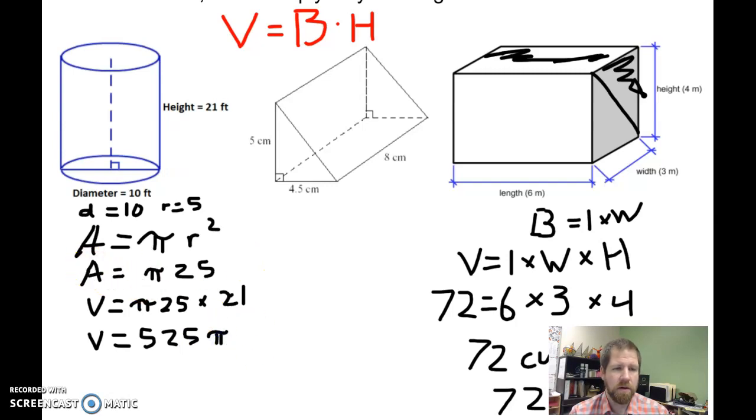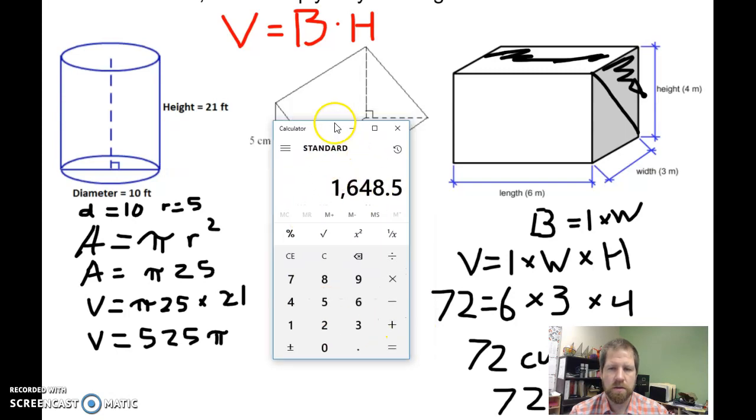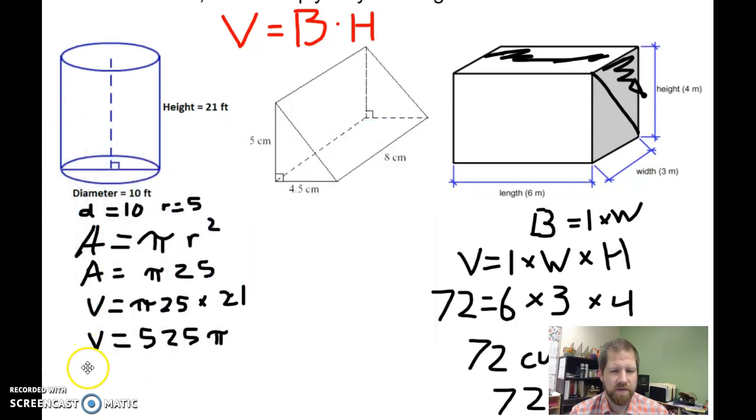And if they want the answer as a decimal to the nearest tenth, I just come back and say times 3.14, and I get 1,648.5. So the volume is either going to be 525 pi or 1,648.5. And really, I should not be saying it's equal to, but it is about equal to, right? Because that is an estimate.